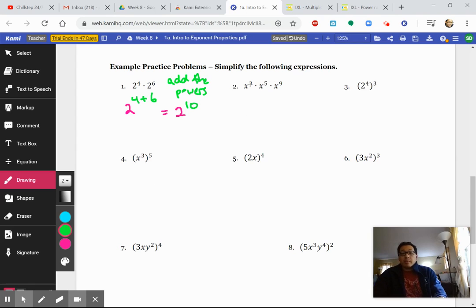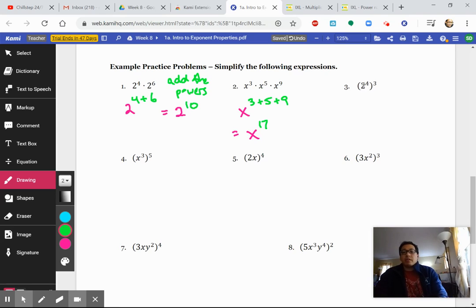Same thing over here. I'm going to add the powers. The base is going to be x, because they're all x's. There's 3 and 5 more and 9 more. So I'm just going to add those powers. To the power of 3 plus 5 plus 9. If I wrote it all out, I would just end up counting up how many there were, and I'd add it all up, and I would get 3 plus 5 is 8, plus 9 is 17. So this is x to the power of 17.